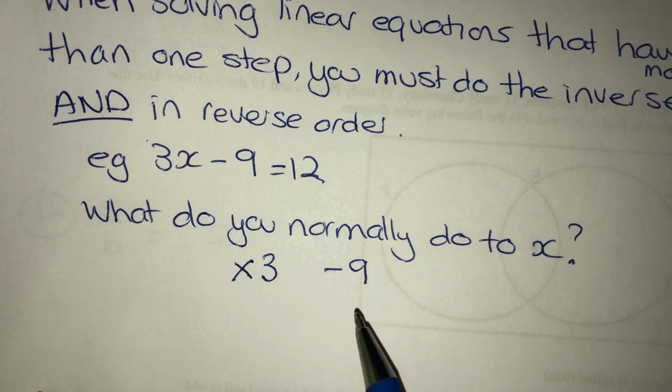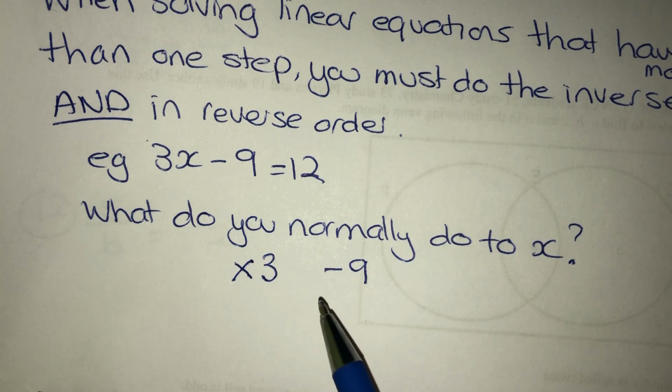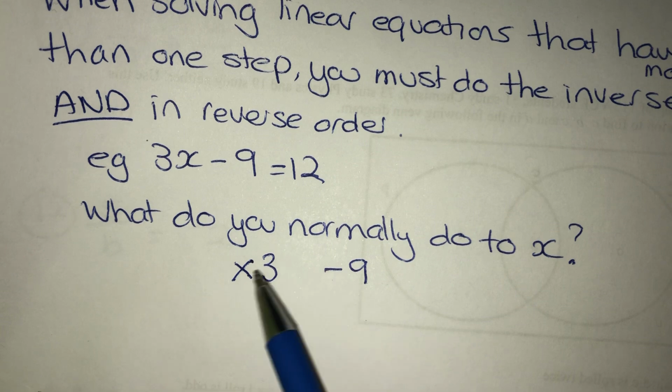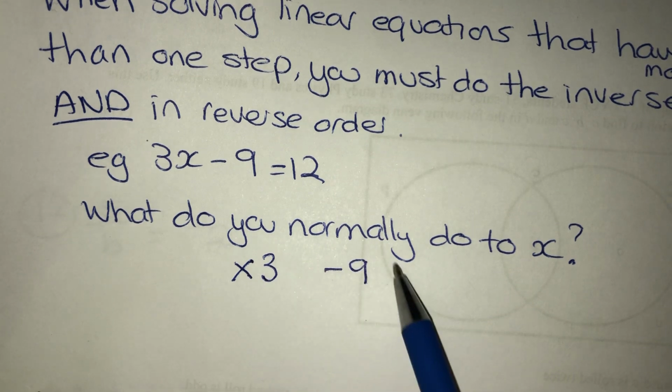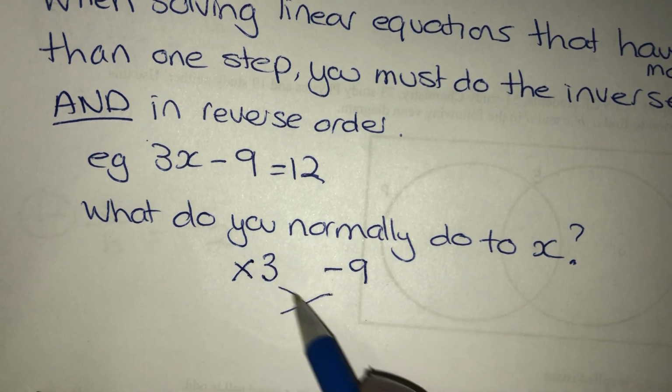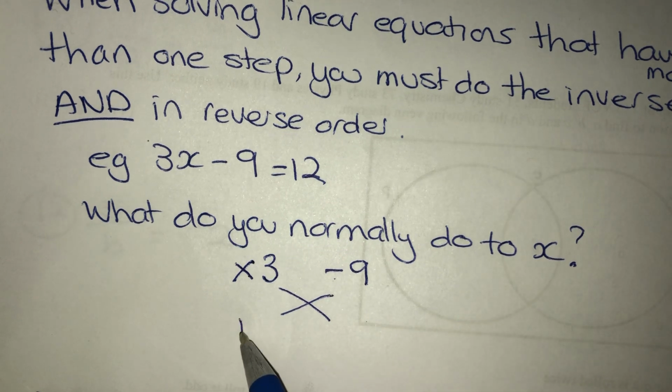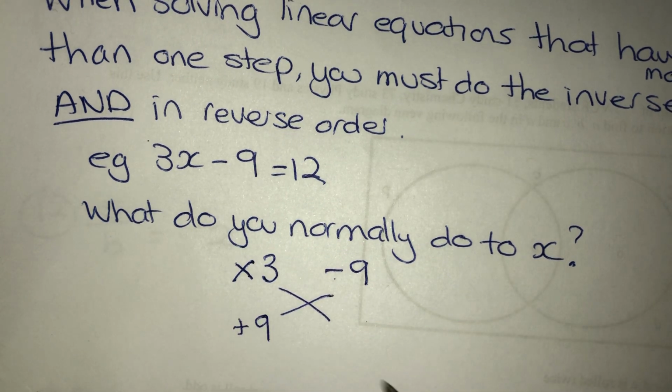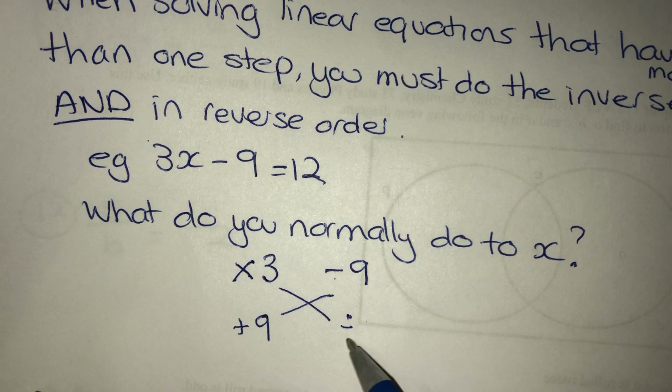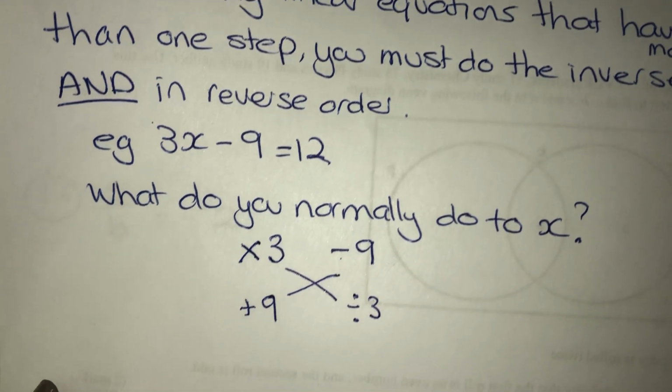We're going to do the opposite now with our equations. We're going to do the inverse and we are going to do this one first. So in fact, we are going to inverse that. So we're going to add 9 first and we're going to divide by 3 after that.